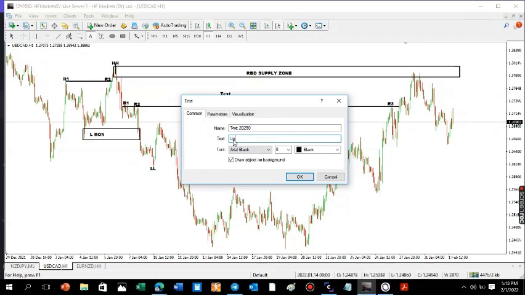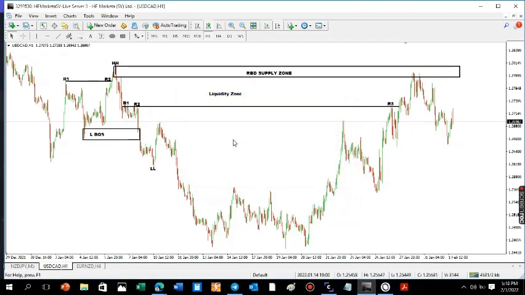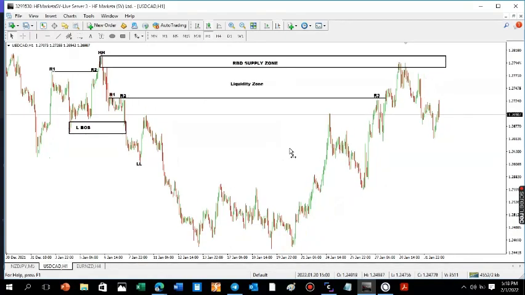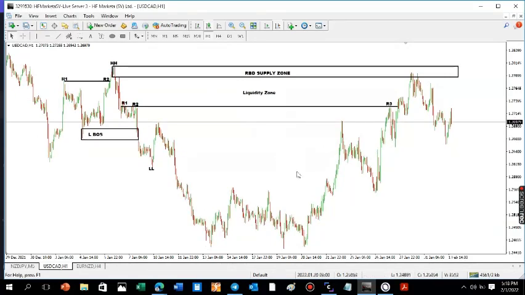Different people call it differently, so call it whatever you're comfortable with. I like to call it a liquidity zone. This is a level that has to be taken out before the market proceeds to where it's supposed to go. Right here, this level has to be taken out, and oftentimes we actually see this happening.